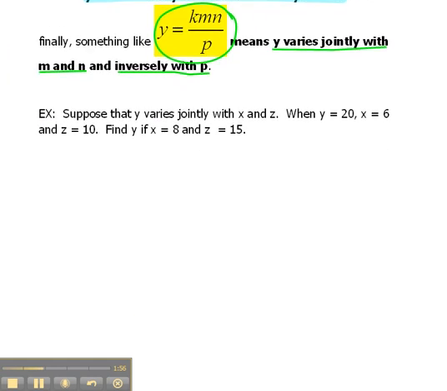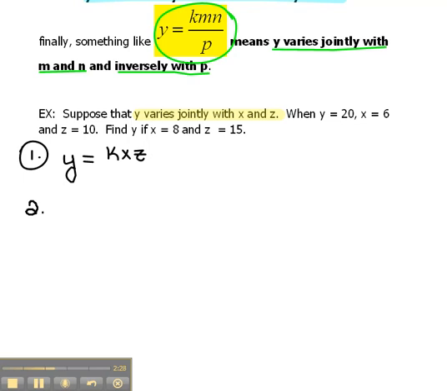Let's work a problem that combines some things. This one says, suppose that y varies jointly with x and z. So that's going to tell us that for our step 1, creating our generic formula, we're going to say y varies jointly, meaning together, with x and z. There's no inverse in there for us to do a division, so it's just multiplication.